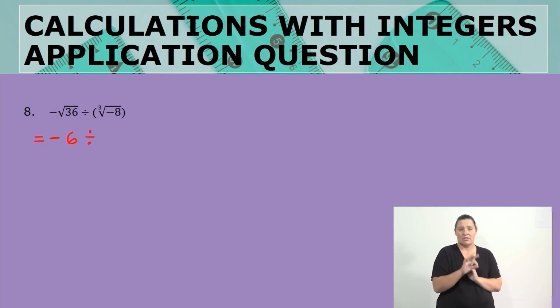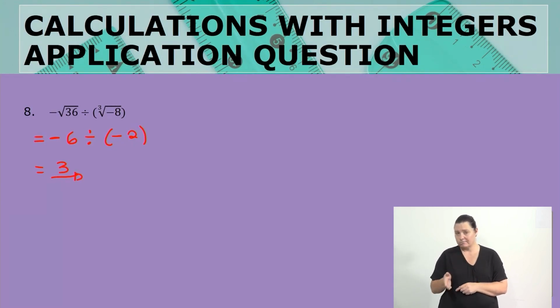And we are going to divide that by the cube root of negative 8. What is the cube root of negative 8? Yes, it is going to be a negative 2. Now, we are dividing a negative number with a negative number. So, negative with a negative will give us a positive answer. And what is 6 divided by 2? Yes, you have it. It is equal to 3. So, our answer there is a positive 3.